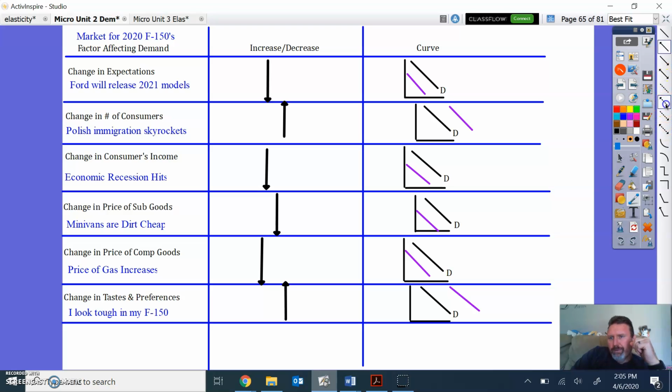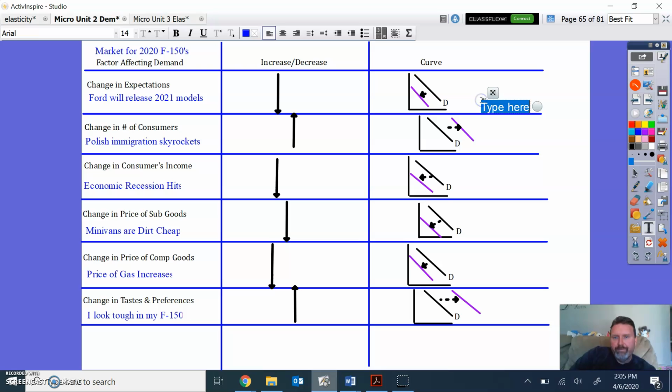Use a dotted arrow, right? Should look like this. And if I'm typing, right, it's in, it's out, it's in, it's in, it's in, it's out.